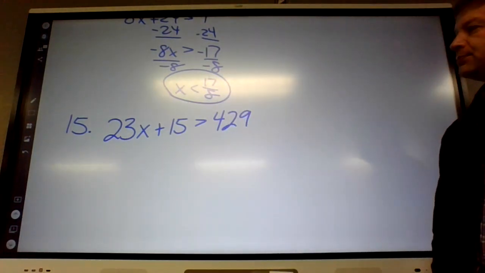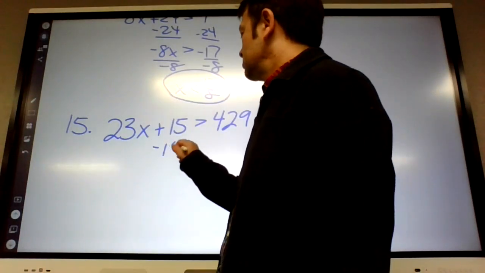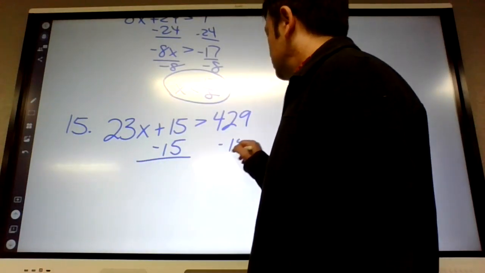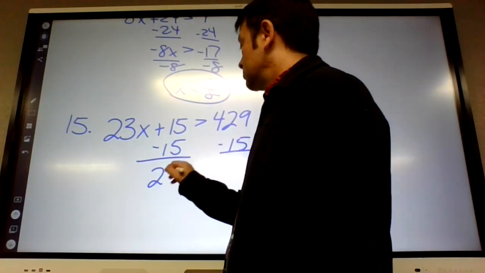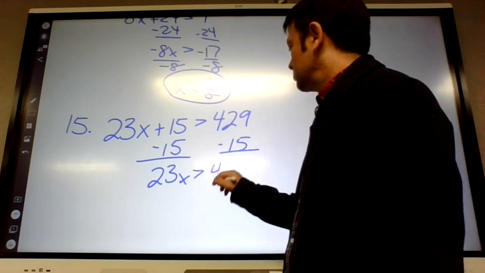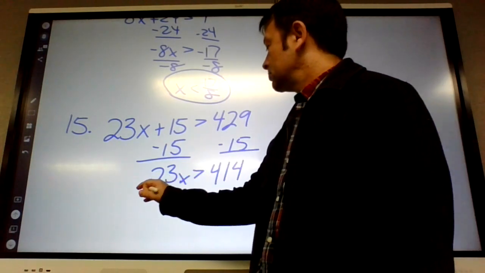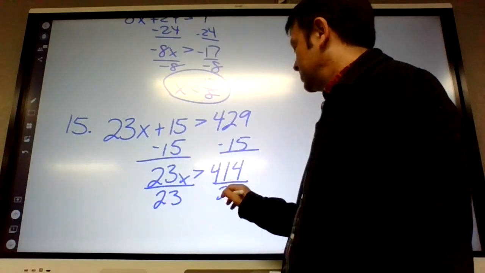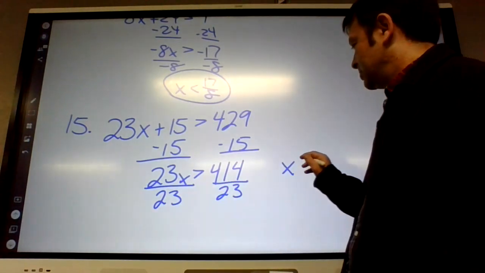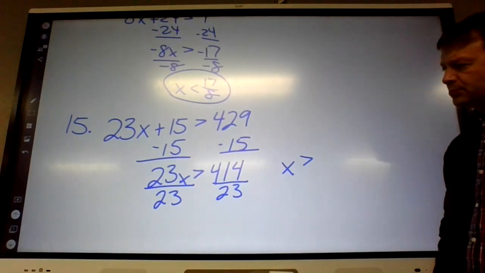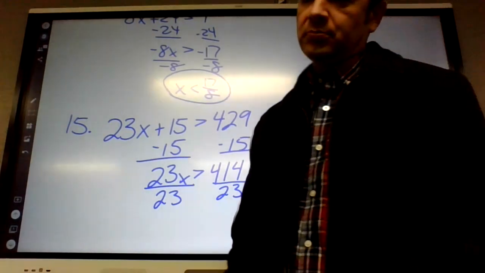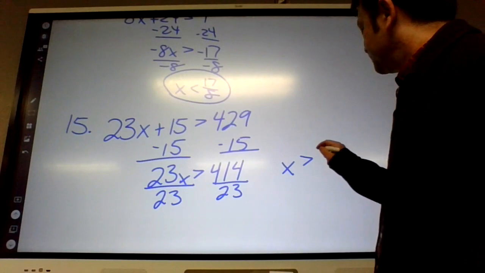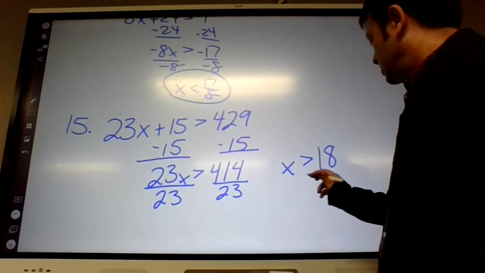We would subtract 15 and divide by 23. That looks like that might be a decimal. Somebody plug that in yet? It's 18. Comes out exactly? Okay.